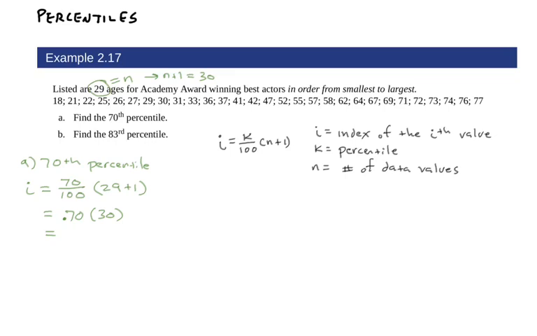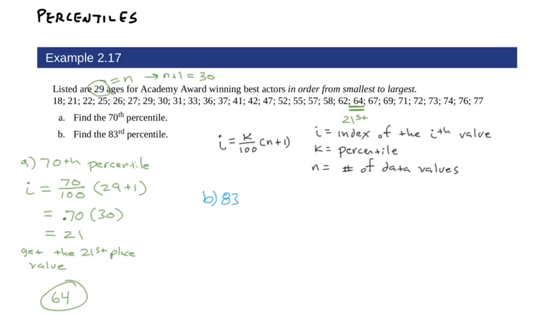We don't really have to depend on the formula too much. If you want the 70th percentile, that's 0.70, and then multiply it by one more than your sample size. That gives us 21. So then we're going to get the 21st place value. If we count starting at 18, 1, 2, 3, 4, 5, 6, etc., all the way down, this is the 21st value, and that 21st data value gives us 64.